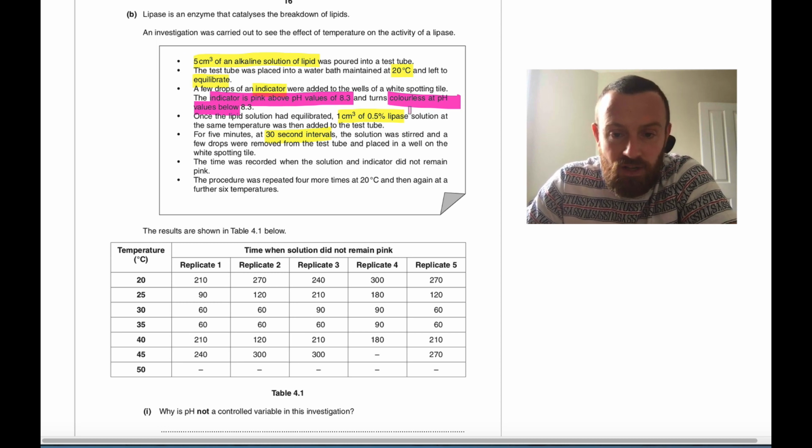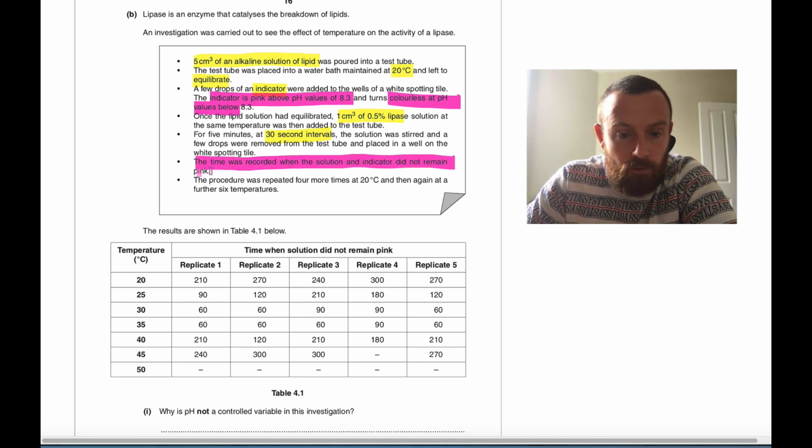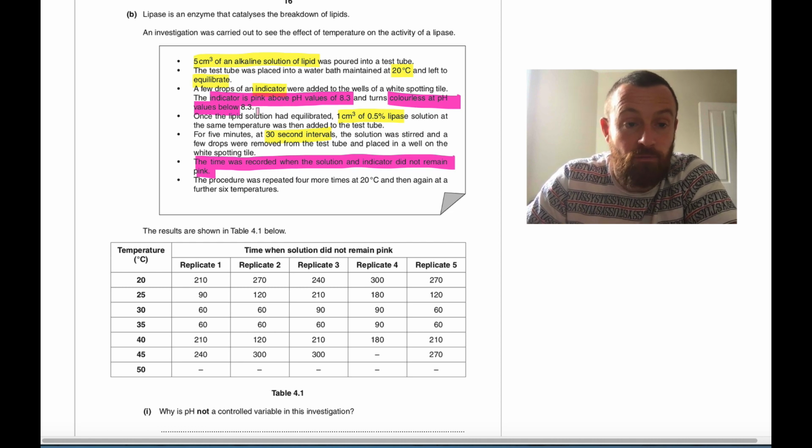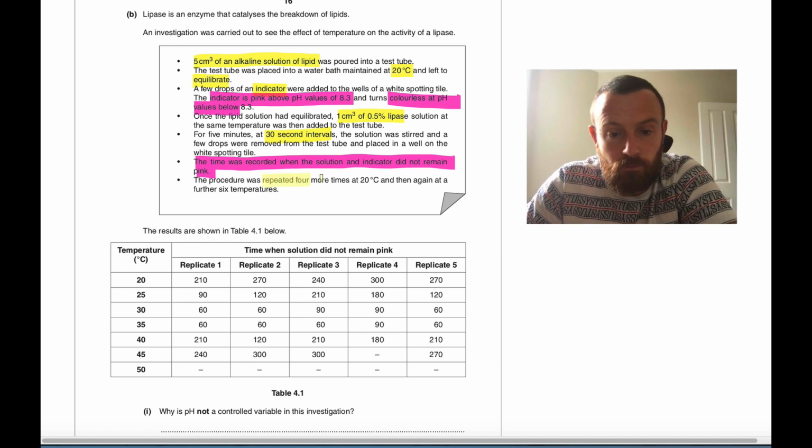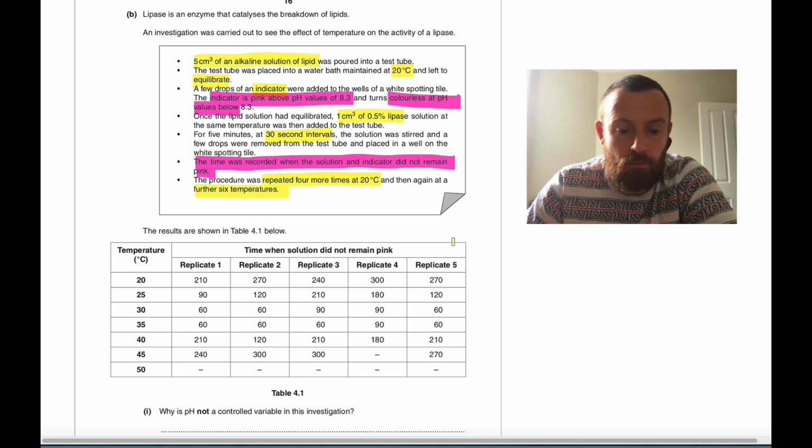So basically this tells us that the pH has dropped below 8.3. Okay, I'm putting that in pink because it's about this indicator. This was repeated 4 times at 20 degrees C and then a further 6 temperatures. Okay, so the time when the solution did not remain pink.